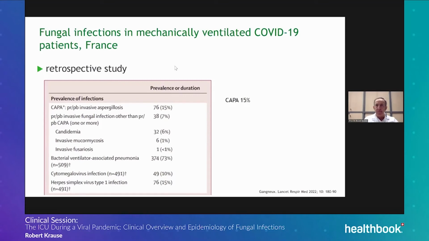Here you can see fungal infections in France in a retrospective study, and there was an incidence of 50% of kappa patients in the COVID-19 pandemic. There were also other patients with fungal infections, candidemia, for example, or invasive mucormycosis, and even invasive fusariosis. And there were cytomegalovirus infections and herpes simplex virus infections. And this is mainly also the driver of fungal infections, mainly candidemia, because of the mucositis that can also be in place in cytomegalovirus infections or reactivation of cytomegalovirus.